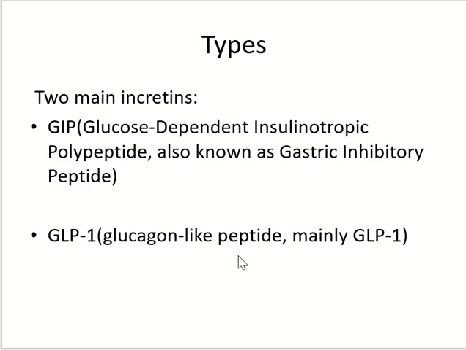GIP stands for glucose dependent insulinotropic polypeptide. It means in the presence of glucose, insulin production is increased by this polypeptide. So that is the meaning of glucose dependent insulinotropic polypeptide. It is also called gastric inhibitory peptide. GLP-1 stands for glucagon-like peptide. Remember, structure-wise it is similar to glucagon, but this hormone GLP-1 actually increases the production of insulin.